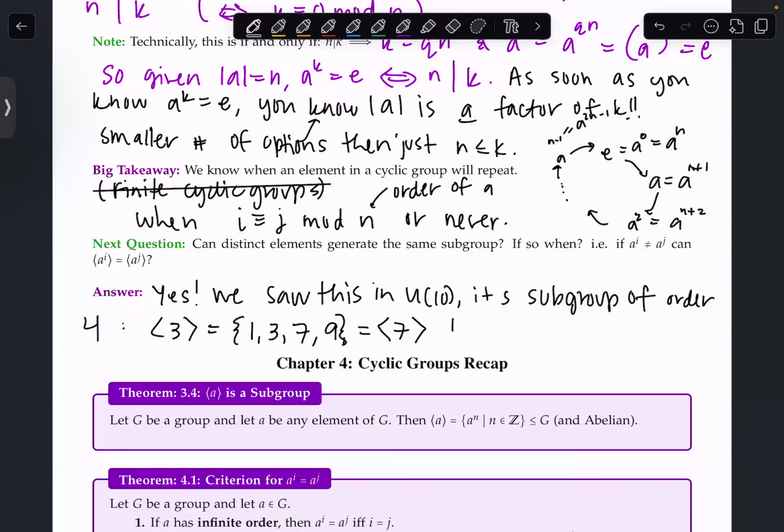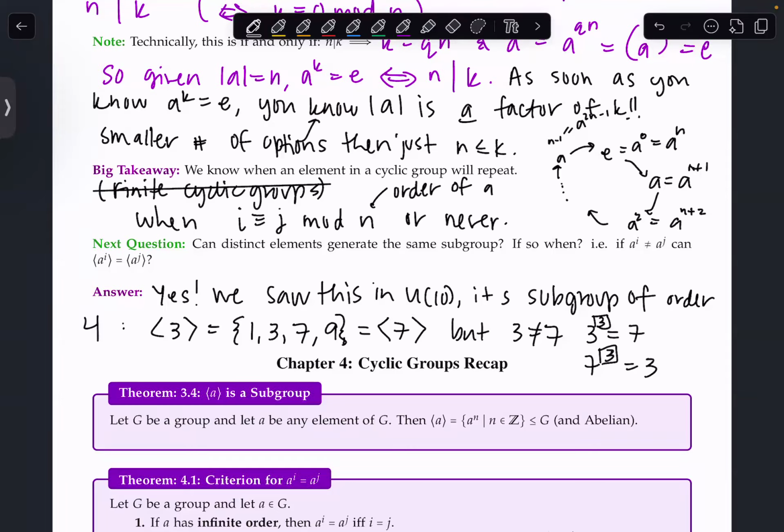But here we'll notice these elements are not the same, but I can write them as powers of each other. What power of 3 gives me back 7? It'll be 3. If I cube it, I get back 27, which is 7 mod 10. And if I look at what power of 7 gives me back 3, I get 49, then 9 times 7 gives me 63. So I'll get back a power of 3 again here.